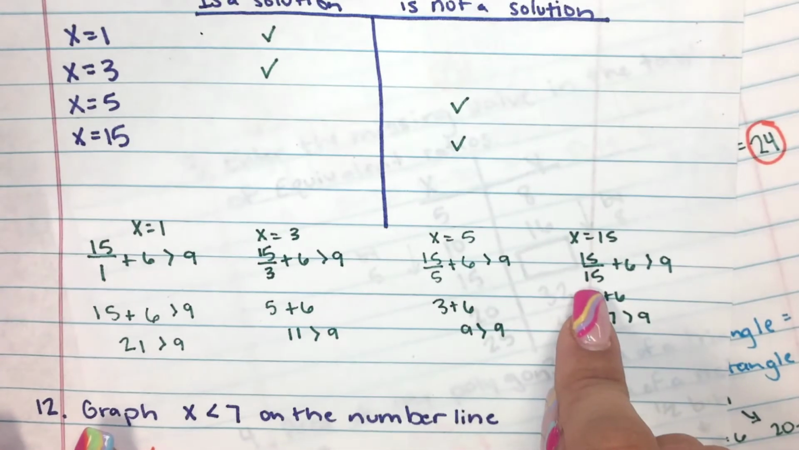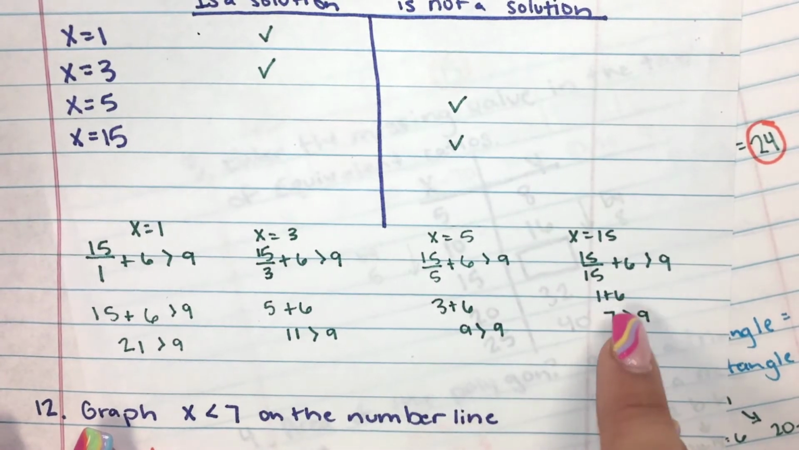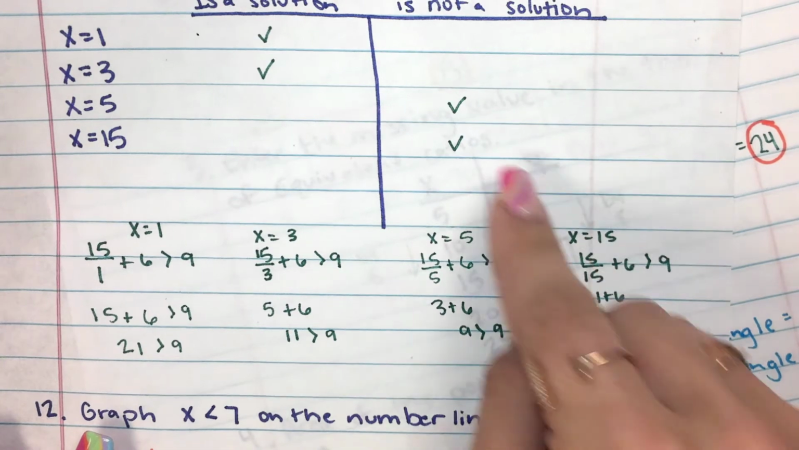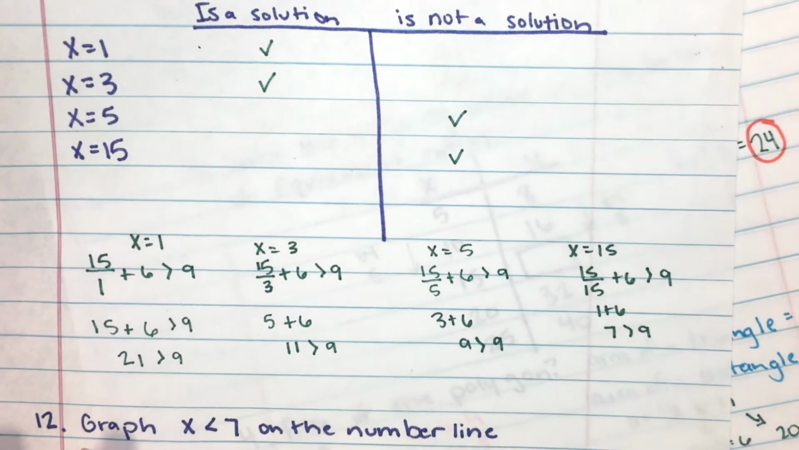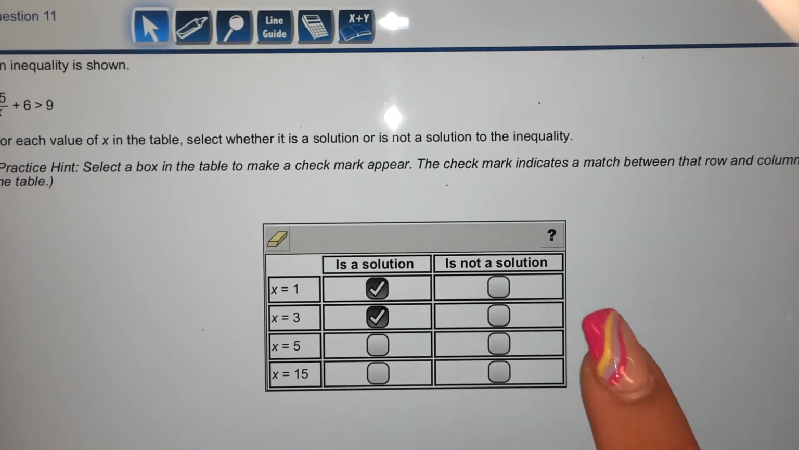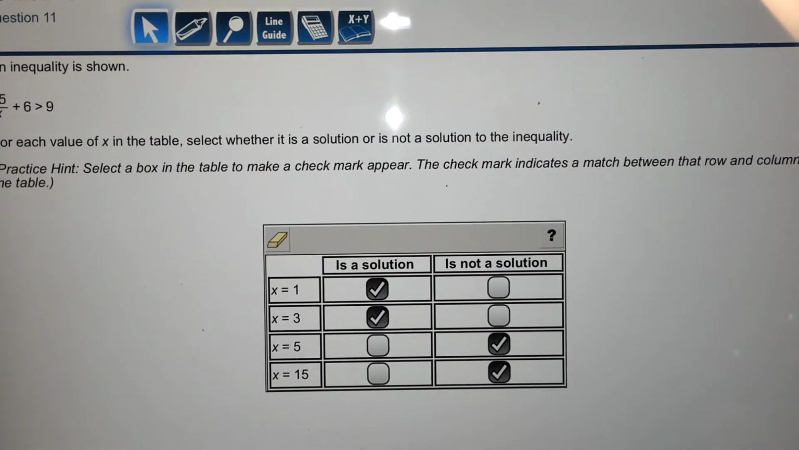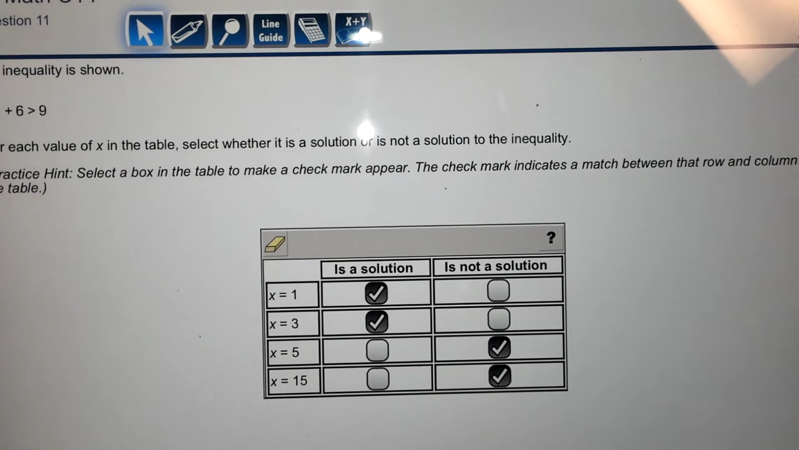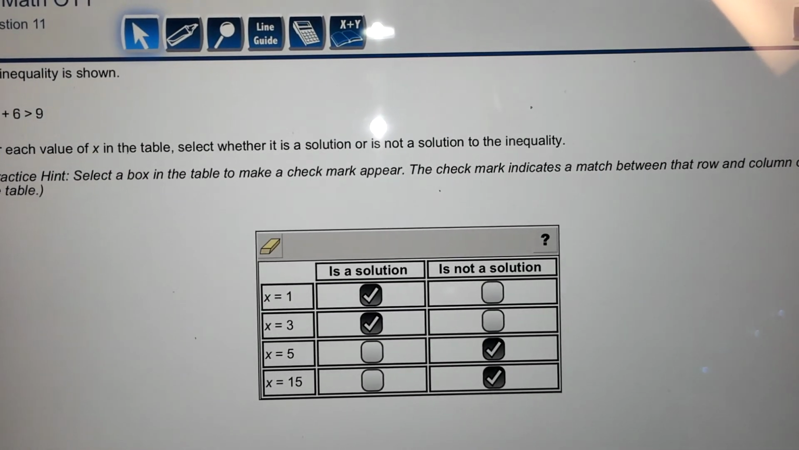Then 15 divided by 15 is 1, plus the 6 gives me 7. Is 7 greater than 9? No, that is not a solution. Does that make sense to everyone? Okay, so in this, all you had to do was select, select, select, select. Make sense? Take your time to plug them in. Don't sit there and try to guess.